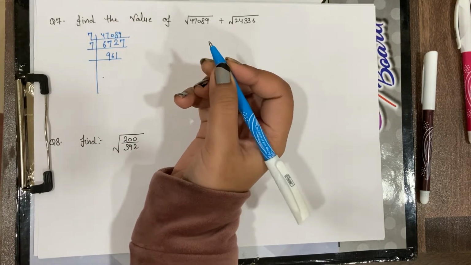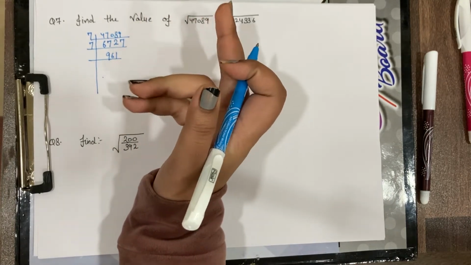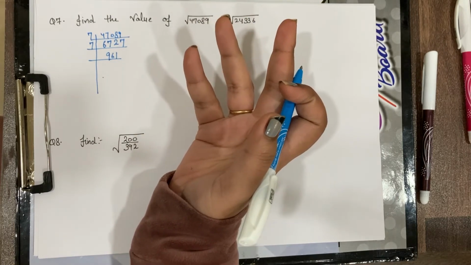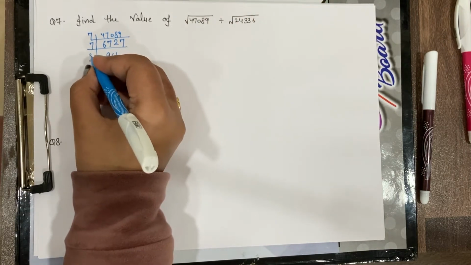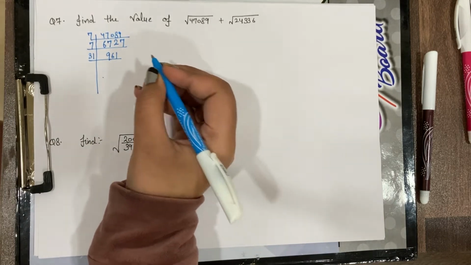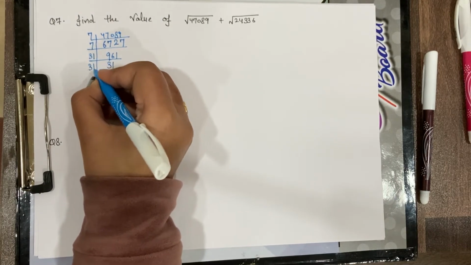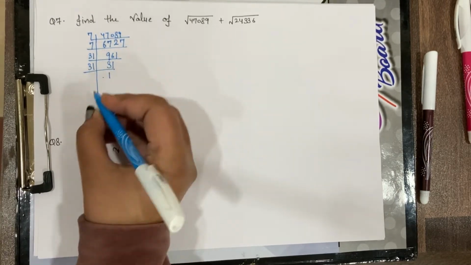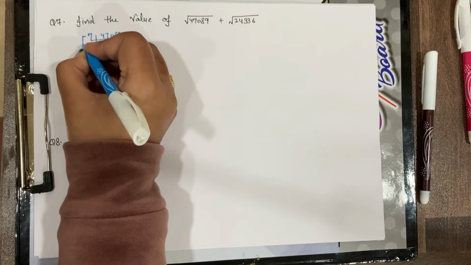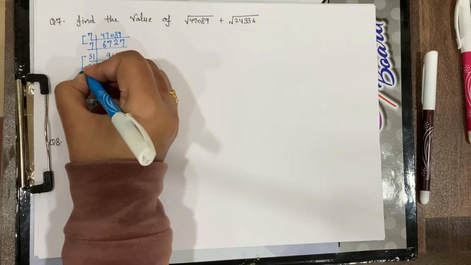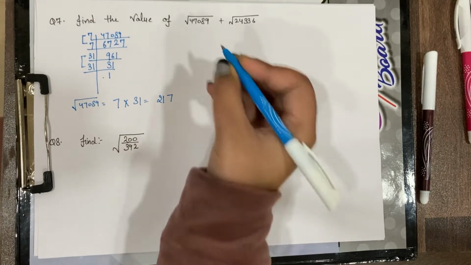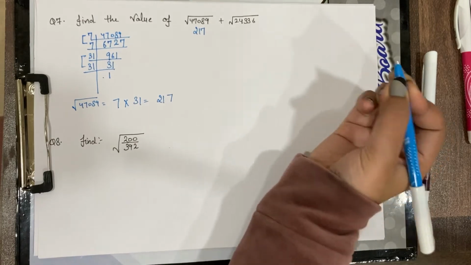961 is not divisible by 2, 3, 5, 7, then 11, 13, 17, 19. It's directly divisible by 31. You can check, it is not divisible by any number before 31. So the square root of this will be: make a pair of 7, make a pair of 31. 217 is the square root of this. We are writing 217 here.